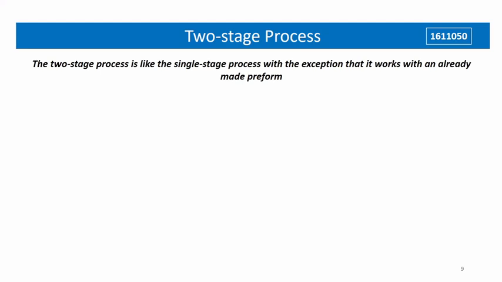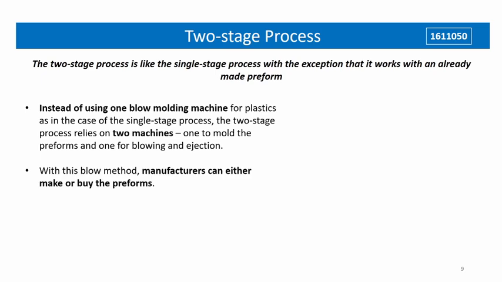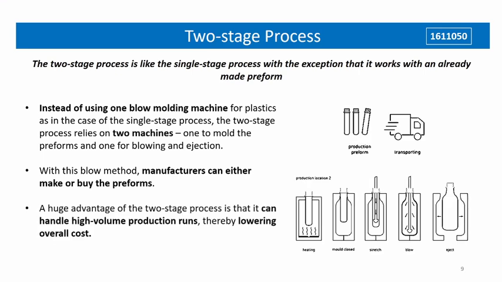The two stage process is like the single stage process, with the exception that it works with an already made preform. Instead of using one blow molding machine for plastics, as in the single stage process, the two stage process relies on two machines, one to mold the preforms and one for blowing and ejection. With this method, manufacturers can either make or buy the preforms. Next, a huge advantage of the two-stage process is that it can handle high volume production runs, thereby lowering overall cost.